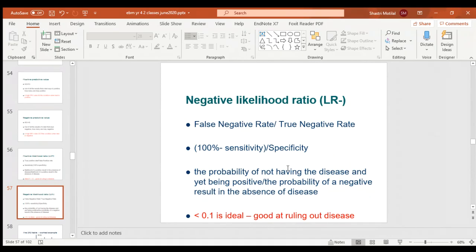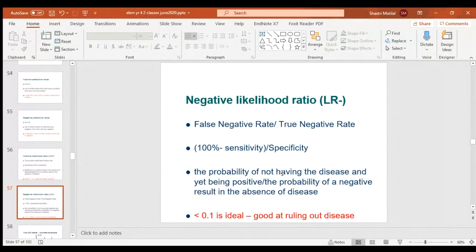So let's use the example I just gave of a test having a sensitivity and a specificity of 90%. With the negative likelihood ratio, 100 minus 90 is 10, and specificity is 90%. 10 divided by 90 is what? 10 divided by 90 is 0.1 something, 0.11, I'm not sure. So that's how we calculate the negative likelihood ratio. We want this value to be less than 0.1. So again, 0.01 or 0.001, we would say that's a great negative likelihood ratio.